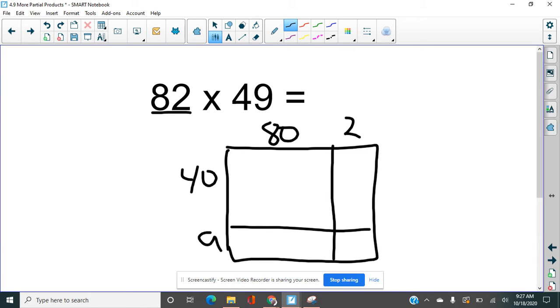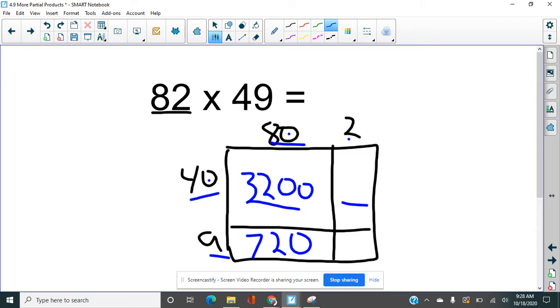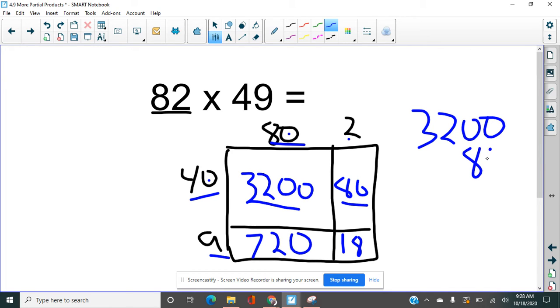Now as we go through the pieces, we're going to think, 80 times 40, that's going to go right here. 8 times 4, 4, 8, 12, 16, 20, 24, 28, 32, with 2 zeros, because there's 2 zeros in the problem. 80 times 9, 9 times 8 is 72, and a 0 on the end. Over here, 2 times 40 is 80, and 9 times 2 is 18. 3,200 plus 80 plus 720 plus 18.